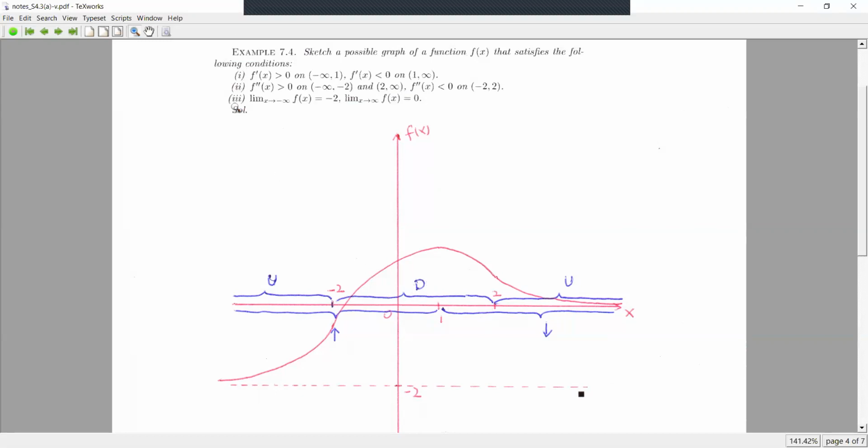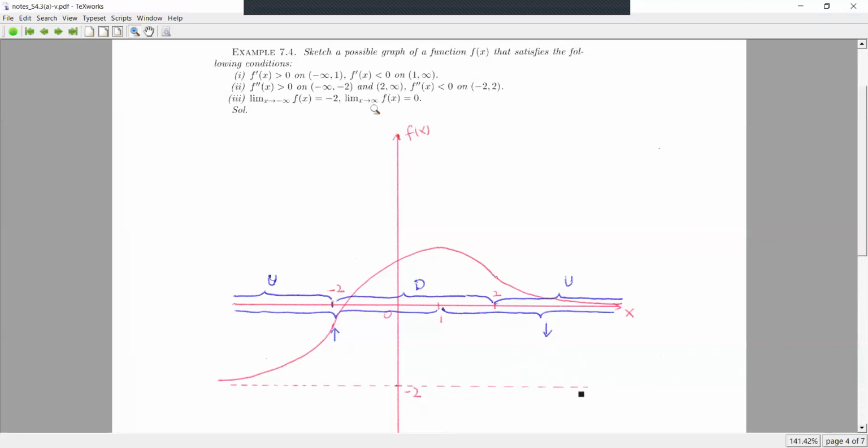Now, the third condition. When x approaches negative infinity, the function approaches negative 2. So negative 2 is a horizontal asymptote. Suppose this point is negative 2. I draw a horizontal line. This line should be a horizontal asymptote.